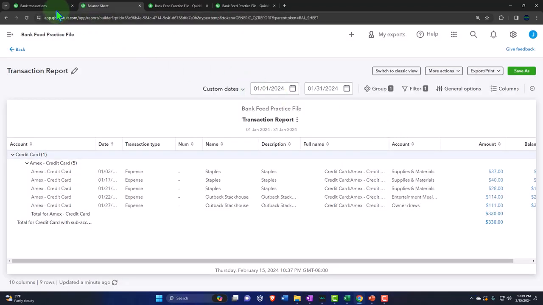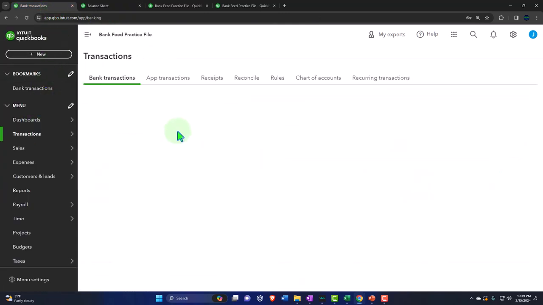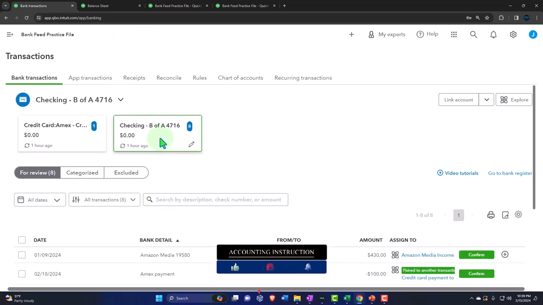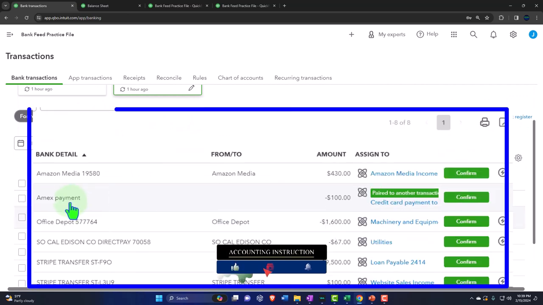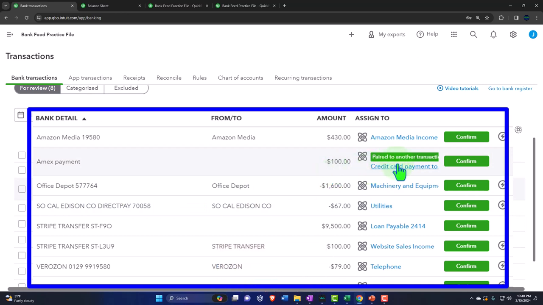Let's just take this opportunity, however, to go to the first tab into the transactions and look at the different options. So this one, you can see that if I look at it from the checking account side, we paid off the credit card. So this might be with an electronic transfer or something that you set up to pay down the credit card on a monthly basis. It decreased $100. It said it paired it to another account.